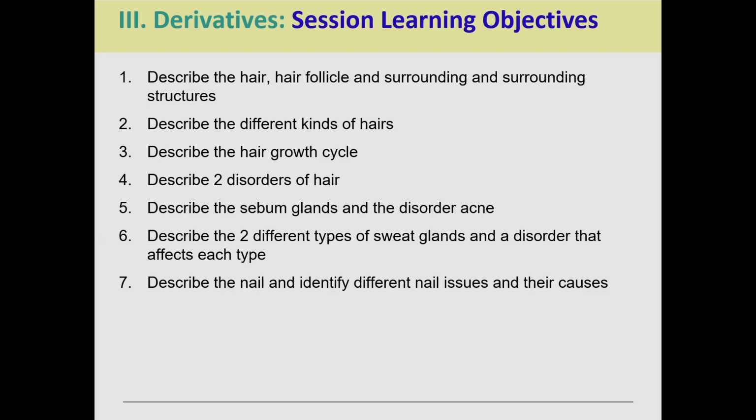All right, last video on the skin. So we're going to get into the derivatives of the skin, which means all the accessory organs. We're going to talk about mainly hair and nails. So we'll talk about hair, what is it, how does it grow, disorders, and then we'll get into things like oil glands, sebum glands, and then talk about nails.